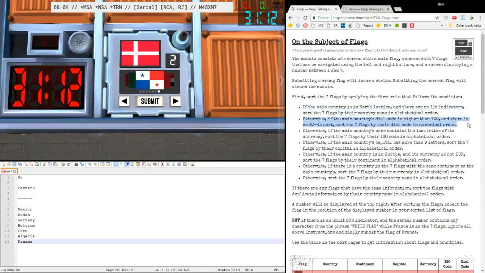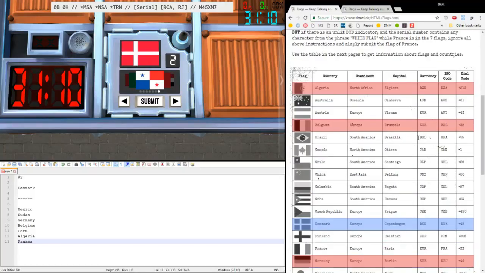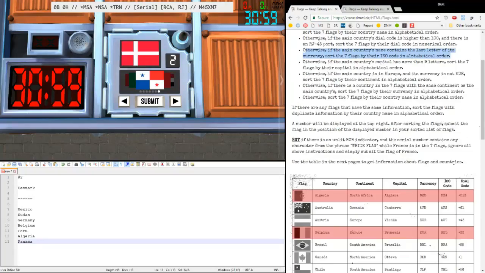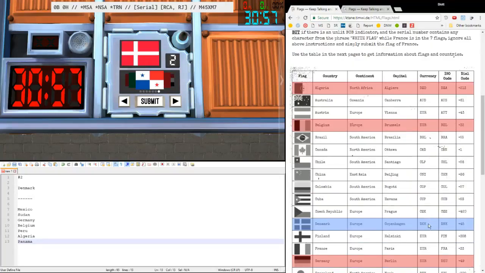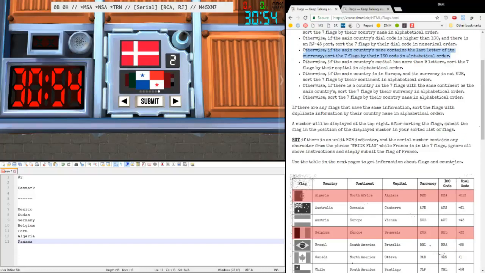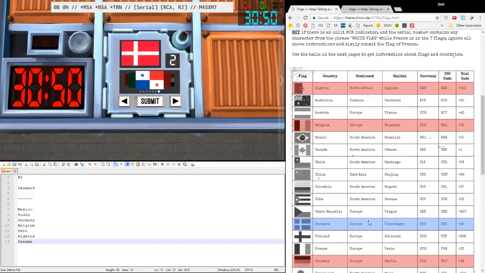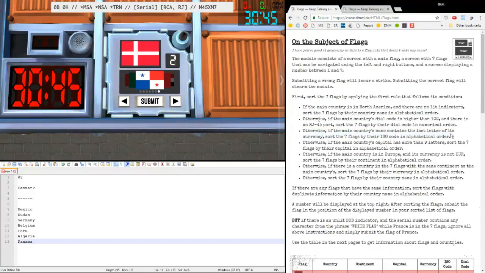Otherwise, if the main country's dial code is higher than 100, its dial code is 45. Nope, not higher than 100. Next. Otherwise, if the main country's name contains the last letter of its currency, and when it says currency, it means what you have here, so its currency code, not its actual currency. So if the main country's name has the last letter of its currency code, which ends in K, does it have a K? It does! We have our rule. So we are going to sort the seven flags by their ISO code in alphabetical order.